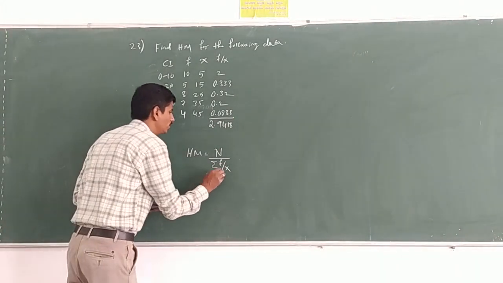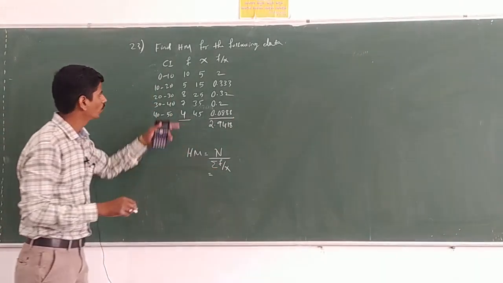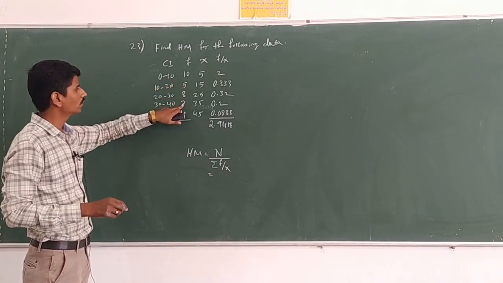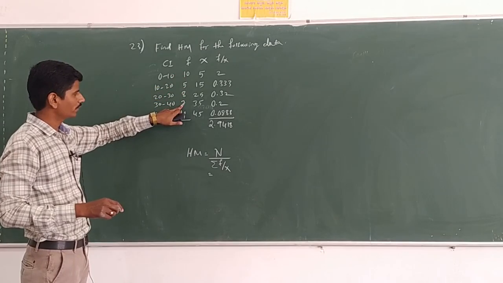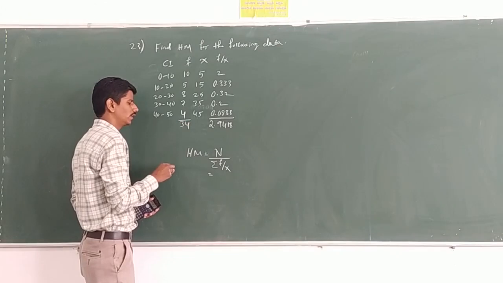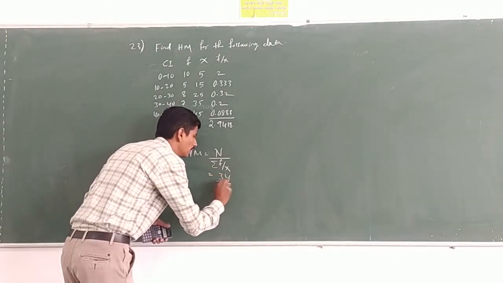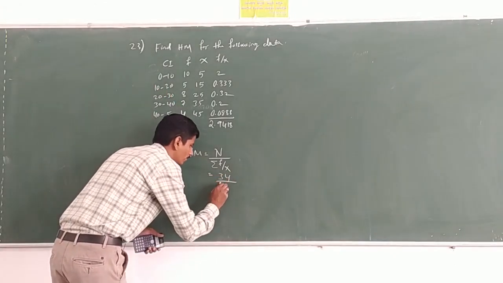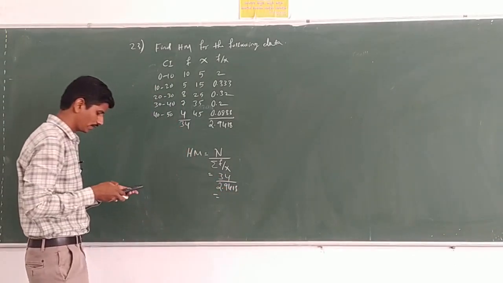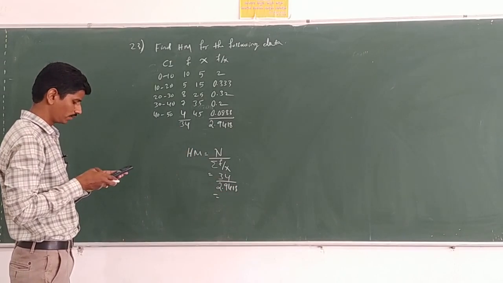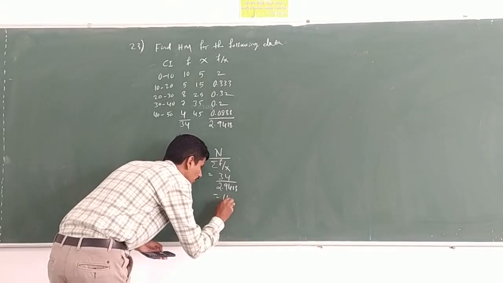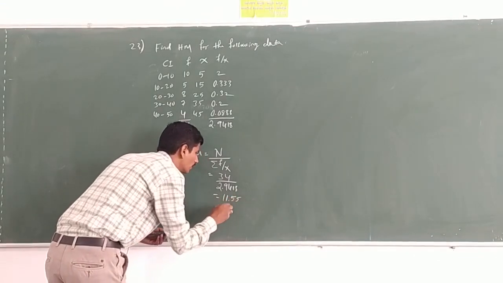Then substitute the values. Capital N is the sum of frequencies: 10 plus 5 is 15, 15 plus 8 is 23, 23 plus 7 is 30, 30 plus 4 is 34. Here capital N is 34, divided by sum of f by x, which is 2.9418. 34 divided by 2.9418 is 11.55. It is the answer.